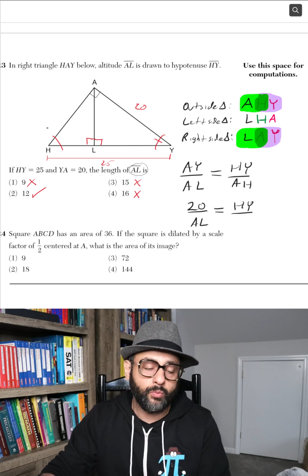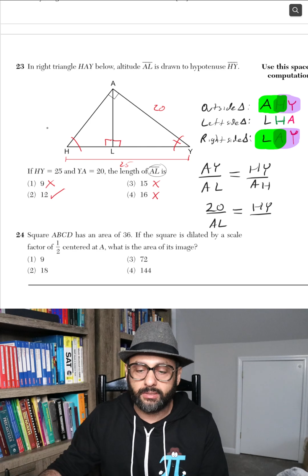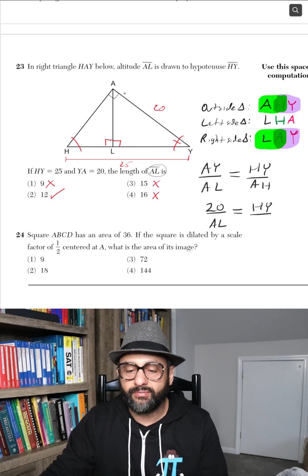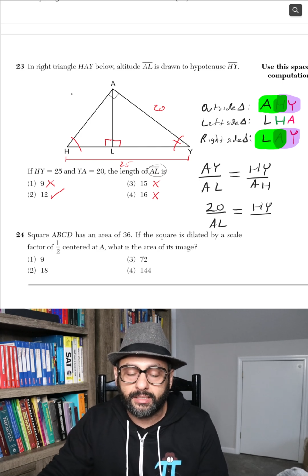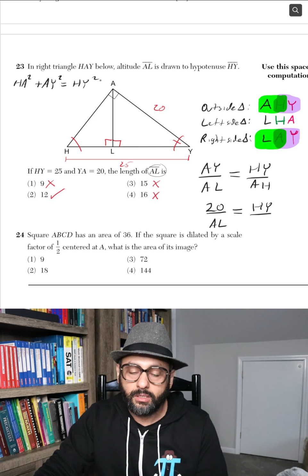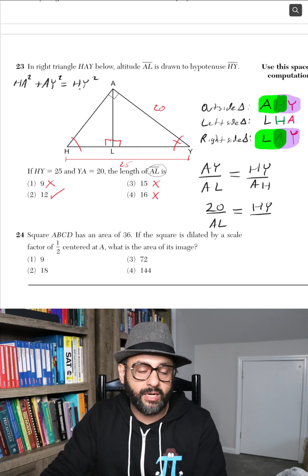And if you look, we might panic a little bit. We don't actually know AH. What do we do? But there is something that we could do. We know two sides of the outside triangle. We know the hypotenuse 25 and we know a leg 20. So we could actually use the Pythagorean theorem, HA squared plus AY squared, that's equal to the hypotenuse squared, HY squared. And so you could plug in the known values. AY is 20 and HY is 25.